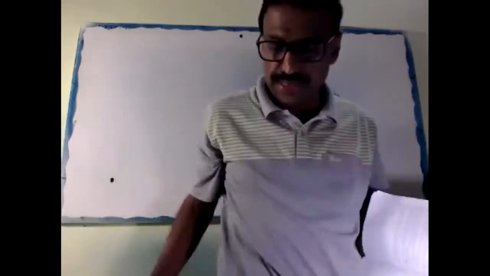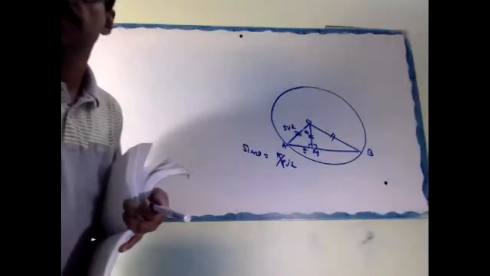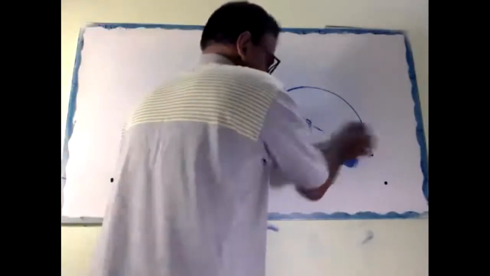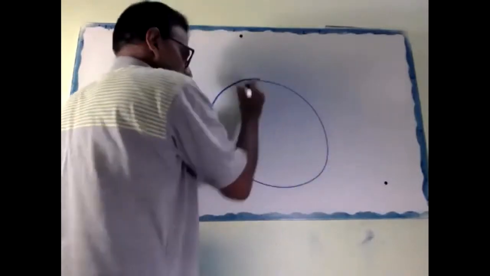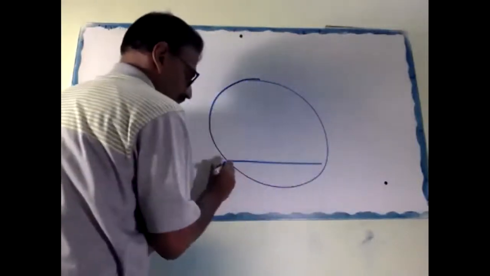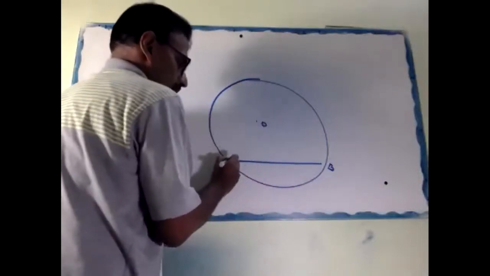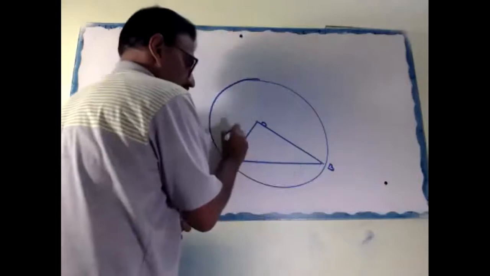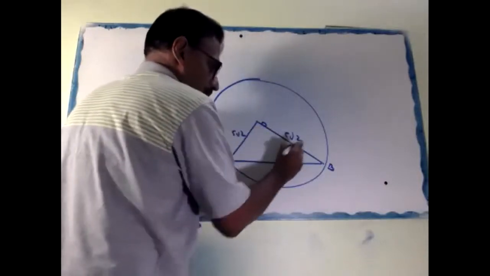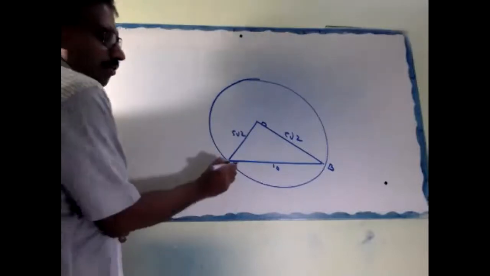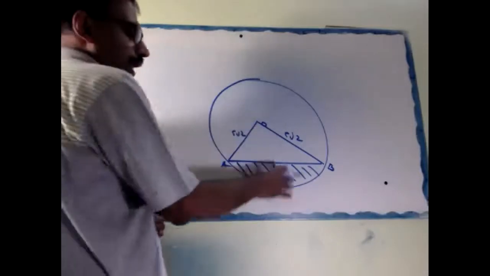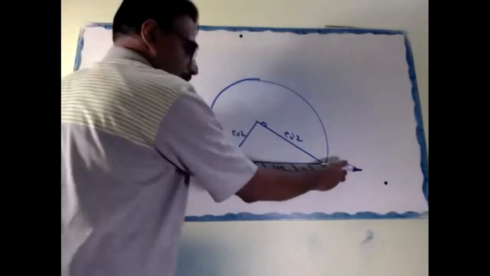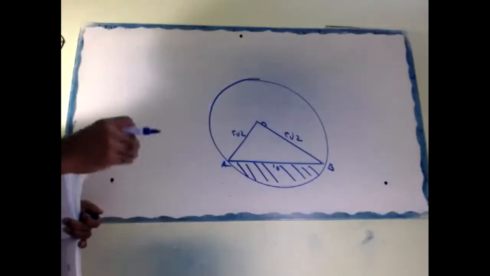Once again, listen here. The question is, this is called AB. This length is 5 root 2, this also 5 root 2, and here 10. What do you have to find out? Area of minor segment. Area of minor segment means area of the sector AOB minus area of triangle AOB.